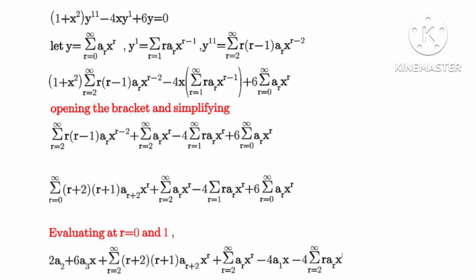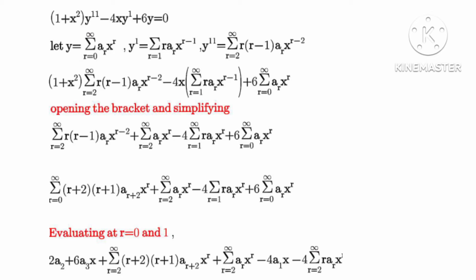Then you bring down the other line. Now you equate at r equals 0 and r equals 1. That statement is very important, so you have to put this statement there to linearize everything. You see that the summands are having r equals 0, r equals 2, r equals 1 and r equals 0. So we have to look for a way to linearize everything by saying that r equals 0 and r equals 1.